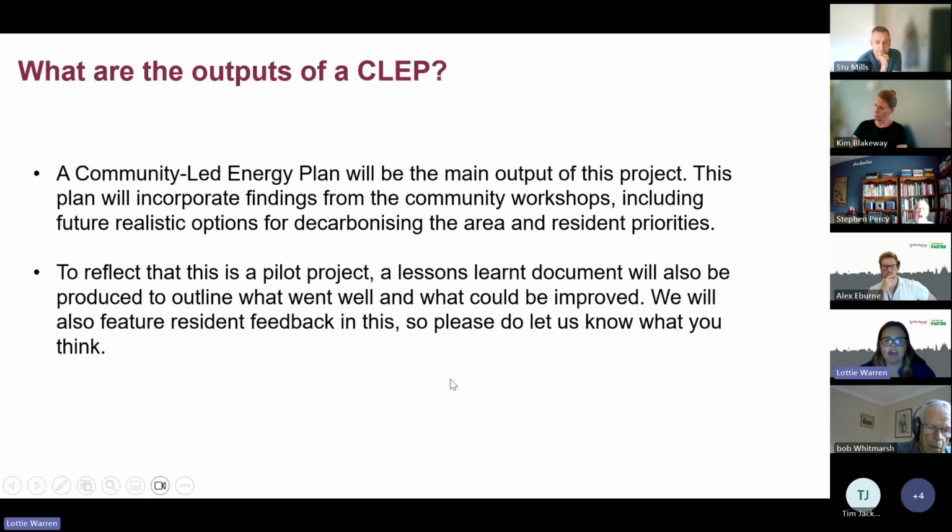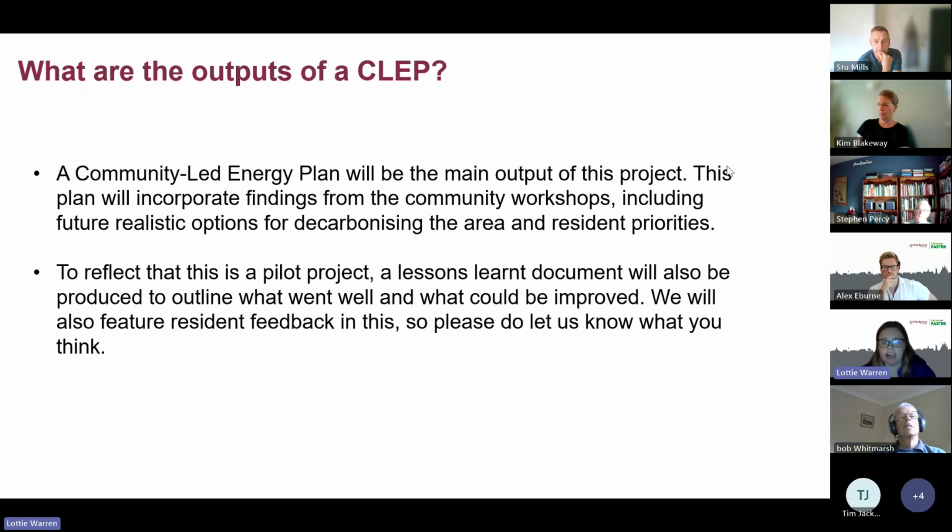And then finally, we just thought it'd be interesting to think about the outputs of a community-led energy plan. So obviously the main output will be the plan itself, and this will incorporate the findings from the community workshops, looking at future options which are realistic for decarbonising the area, as well as what the priorities of the residents are. This is what we're really keen to understand. You know, what are residents thinking? What are their priorities, and how can we support them in making that a reality?